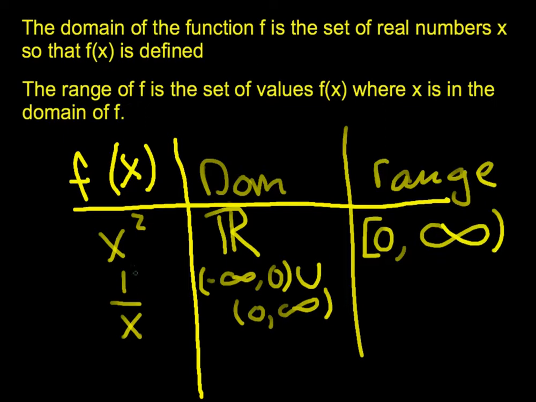So I can get all real numbers, except of course 0. There's no way I could divide and get 0. So my range happens to be the same as my domain. It would be negative infinity to 0 union 0 to infinity.